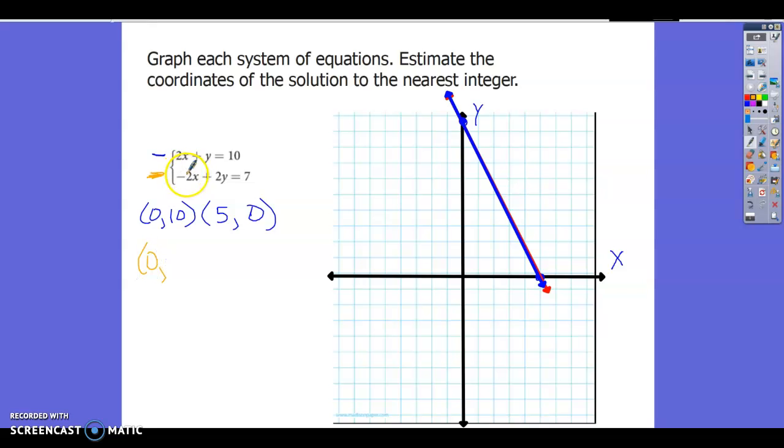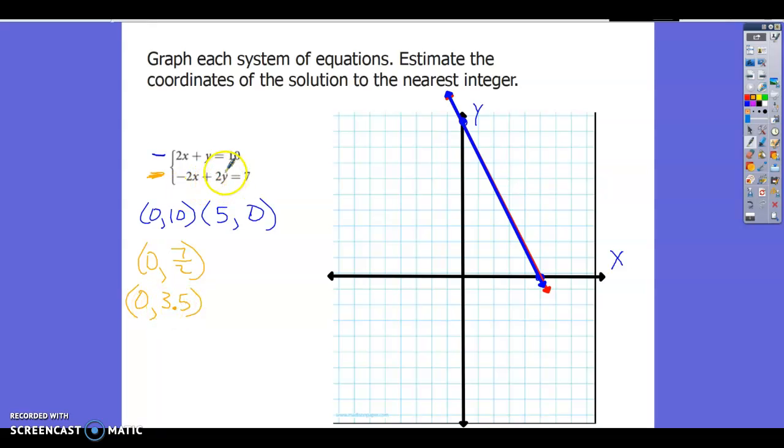So if x is 0, this cancels. 2y equals 7. 7 divided by 2. All right, so that's 2, 4, 6. That's 3.5. So you can write that as 7/2 or 3.5. Either way, whatever's easiest for you when it comes to graphing.